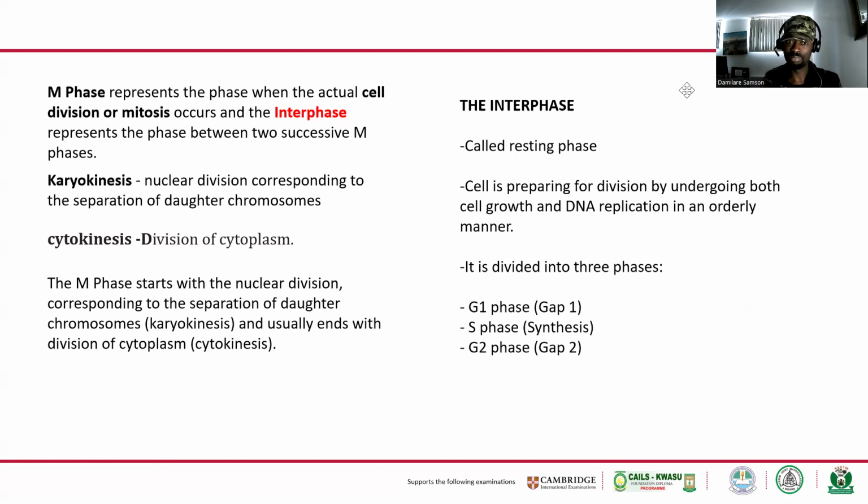Between two successive mitosis phases is the interphase, so we call it the resting phase. We assume that when one division has occurred, the cell will rest, then another cell division will occur. So it's assumed to be the resting phase, but it is not actually resting because there is production. Organelles are active, and organelles needed for mitosis are being synthesized.